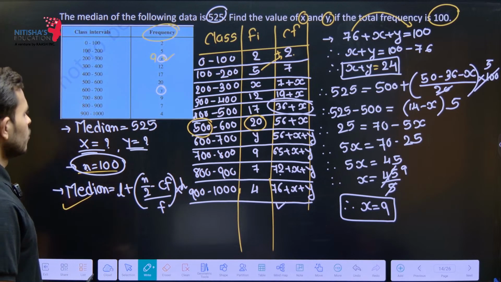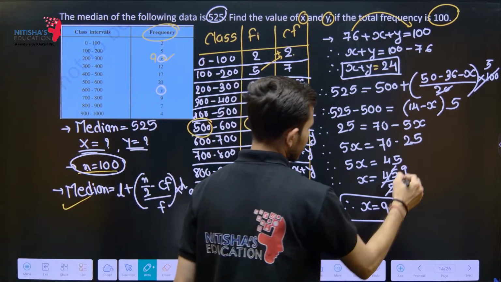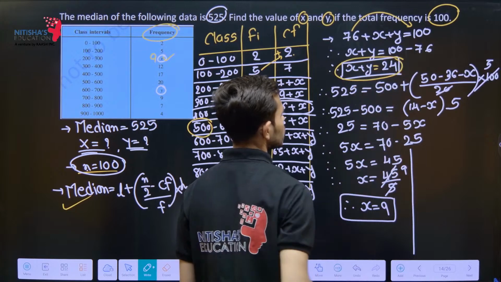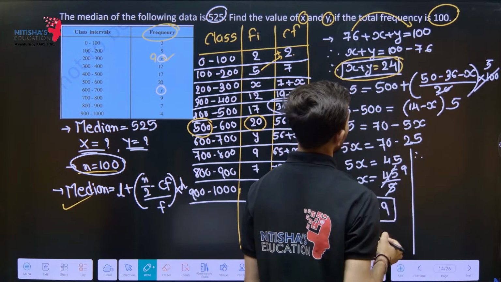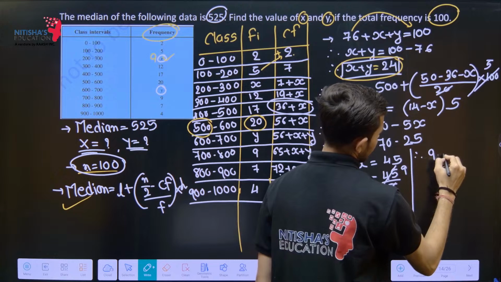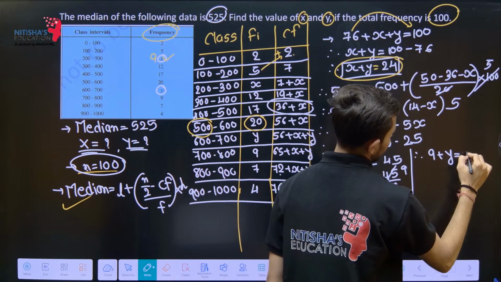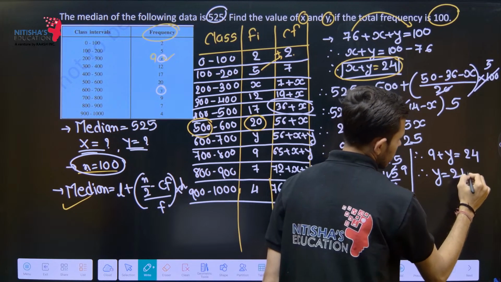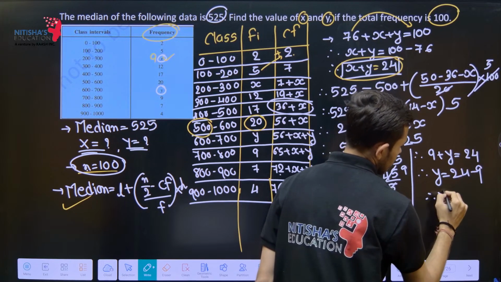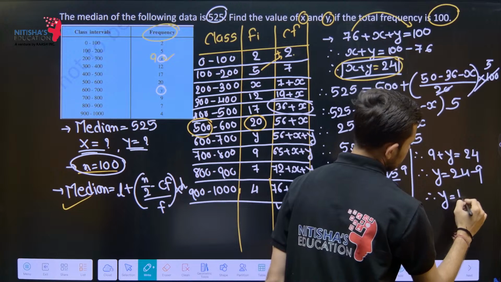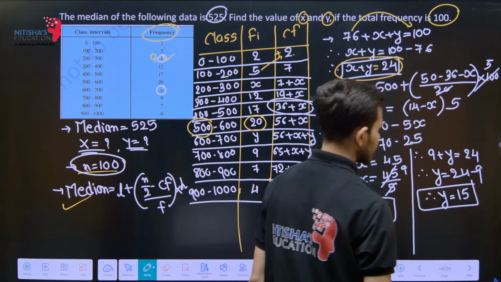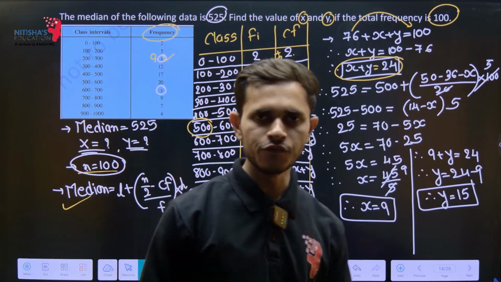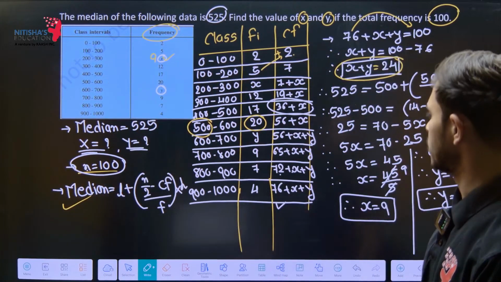Second, we want to find the value of y. So for that we have this equation, x plus y is equal to 24. Place the value of x, so 9 plus y is equal to 24. Therefore y is equal to 24 minus 9. Therefore y is equal to 15. So in this way we can find the unknown frequency in the given question.